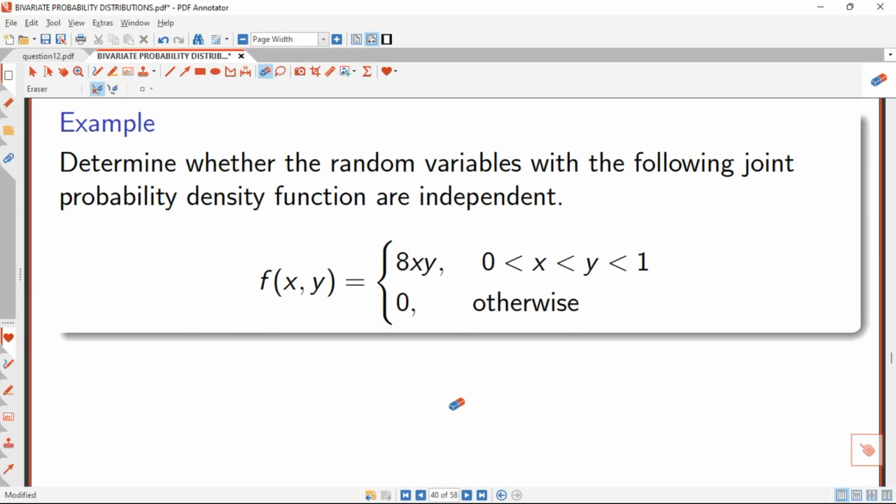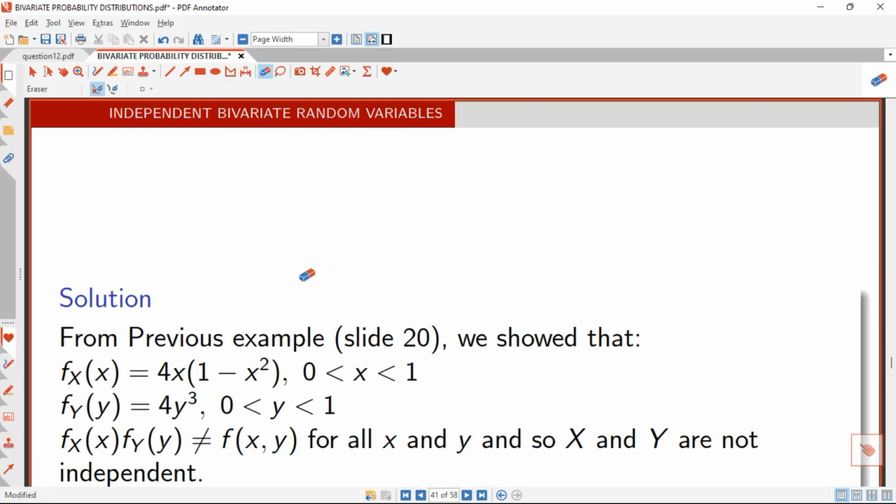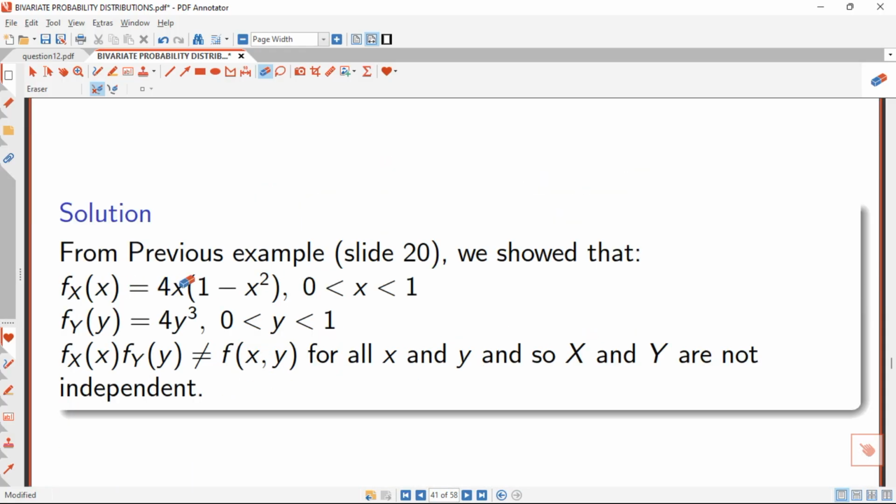Okay, and then we have this question here. This is the question we have already solved. They said determine whether the random variables with the following joint probability density function are independent. We are just to determine if it is independent. So for it to be independent, first we have to get our marginal of y and the marginal of x, of which you have already solved that question. So here our marginal of x is equal to 4x(1 minus x squared), and the marginal of y will be 4 times y cubed.